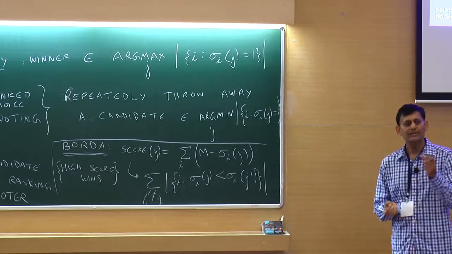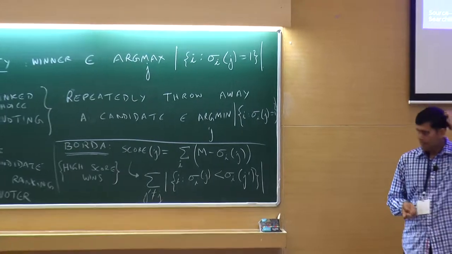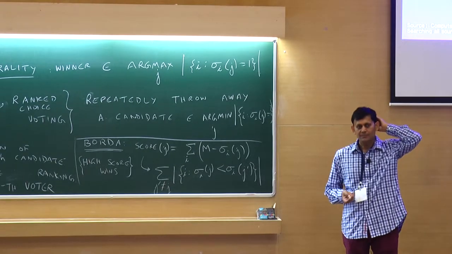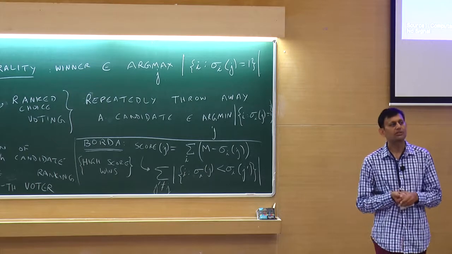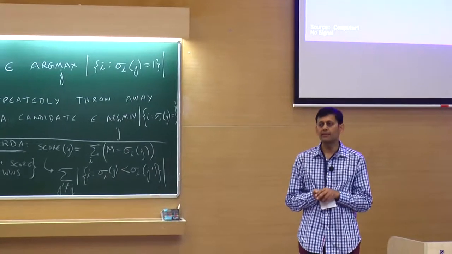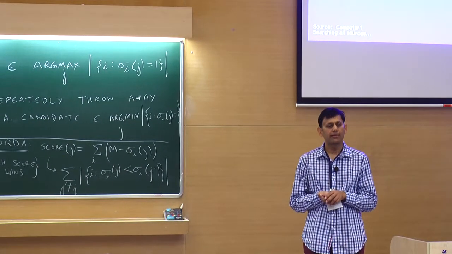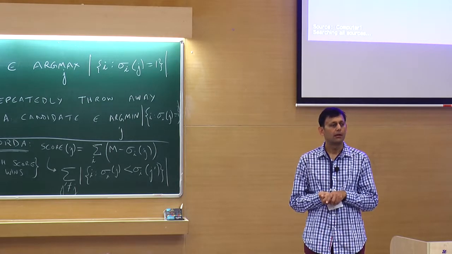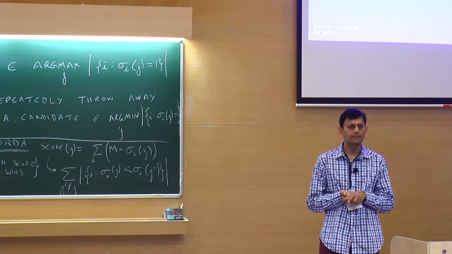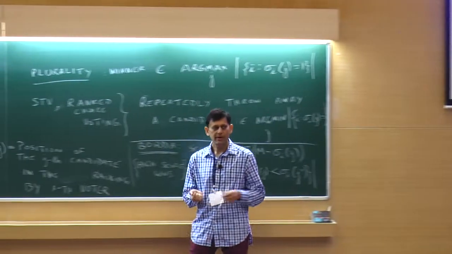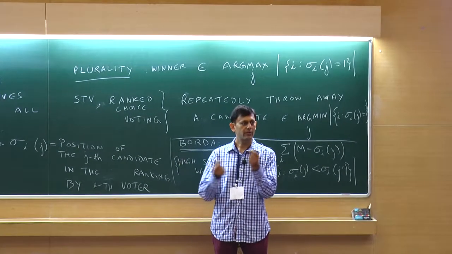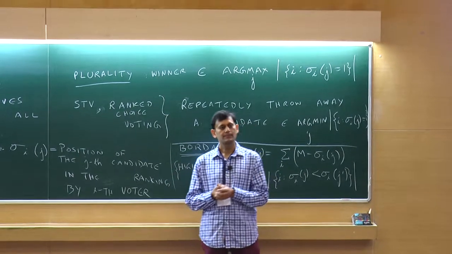So you're looking at some kind of a turnover. You could assume that these rankings are coming from a peaked preference model. You could assume that all the candidates that you have are coming from a distance model. Okay?